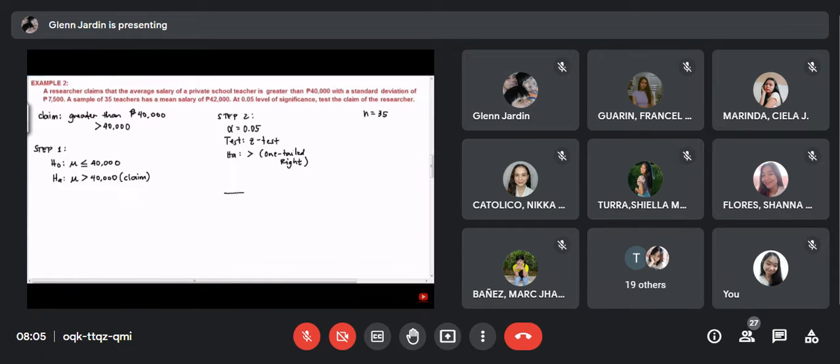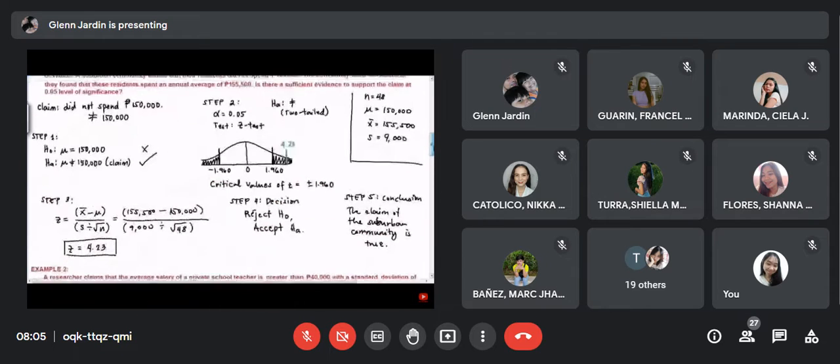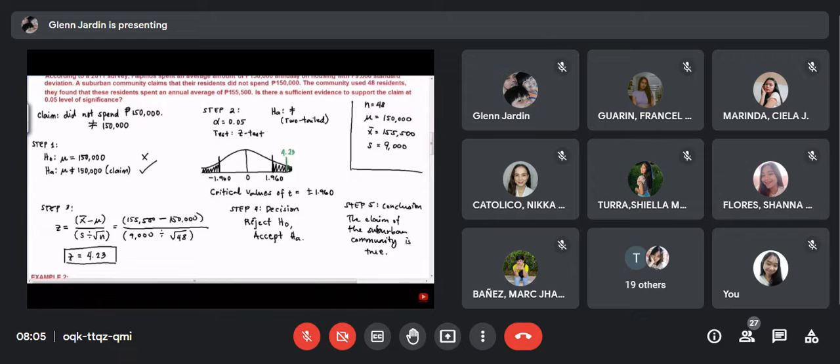Pwedeng left or right. Okay? So, ang graph natin ay one-tailed, nasa right siya, kasi greater than. Okay? So, pag greater than, guys, nasa right. Pag less than, nasa left. Okay? Pagka not equal, katulad ng last example natin, since ang HA natin dito ay not equal, so isang kanan, isang kaliwa.